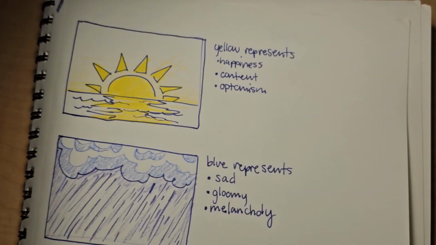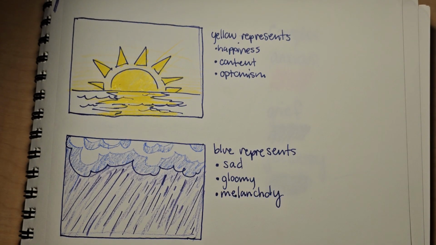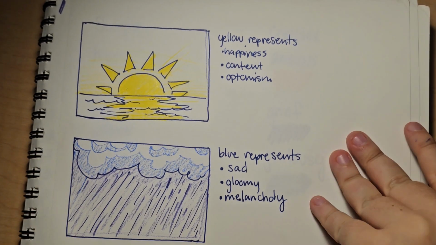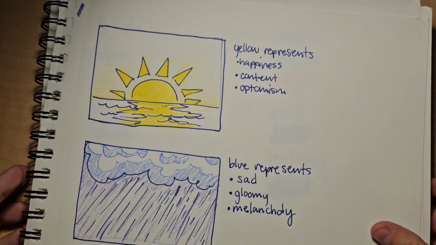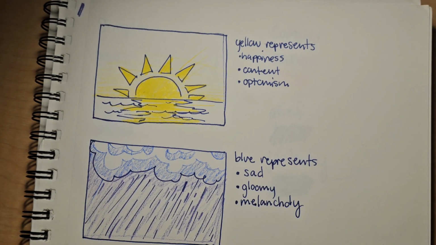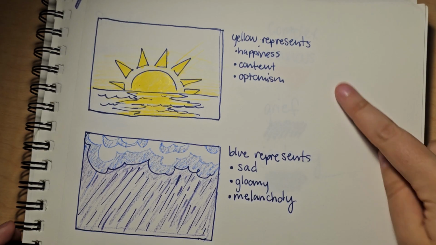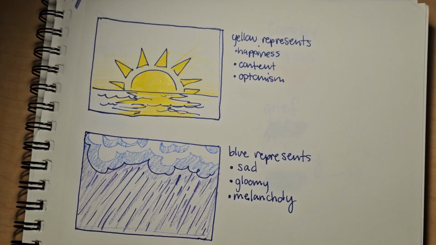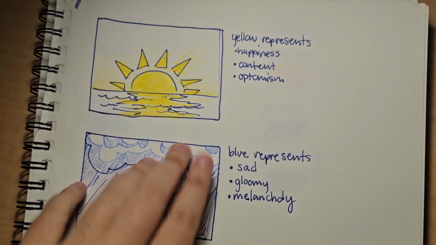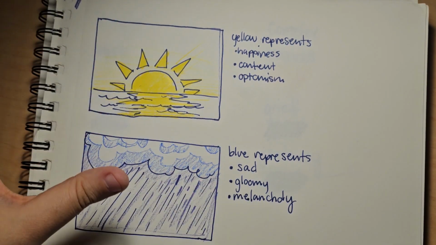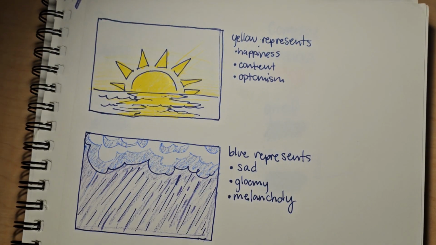So, these examples are not complex emotions, but this is kind of what I want you guys to be doing. So, we've got yellow. That represents happiness, contentment, optimism, which is going to be represented by a sun, just something that is usually known as something that brings happiness or makes people feel happy or optimistic, makes people feel great.